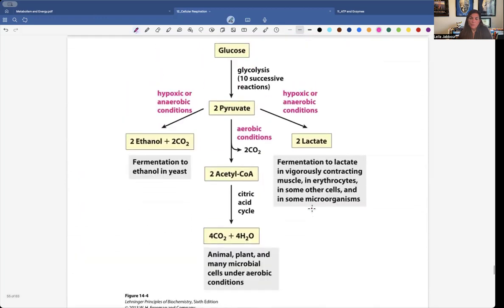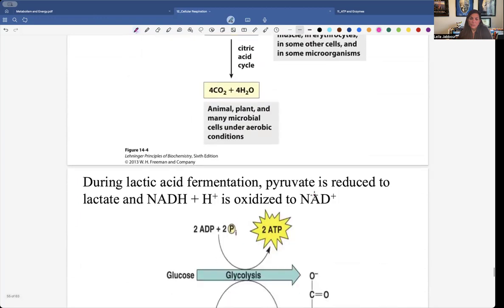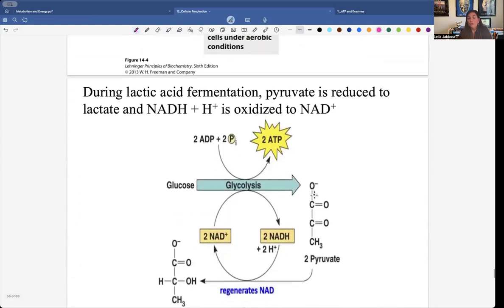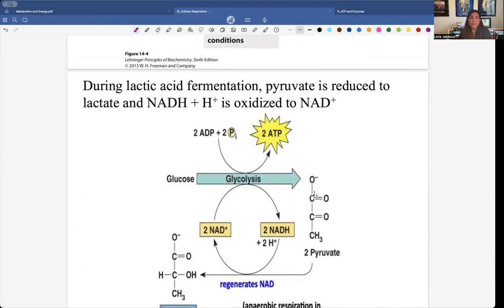I forgot why this one is back here. Oh, just to show you the difference, I forgot about that.